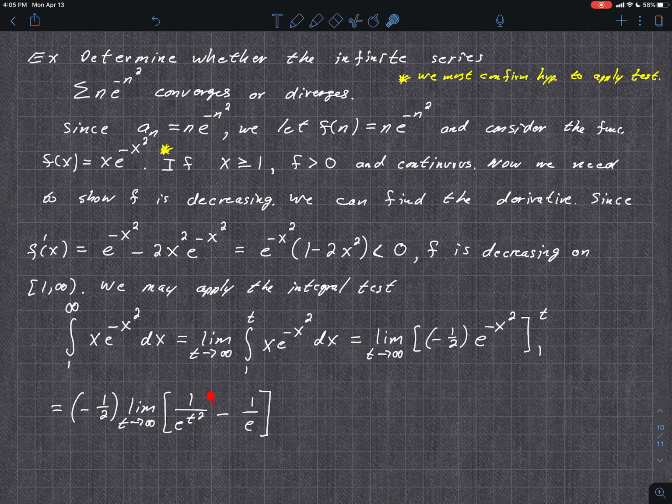And then if you take the limit, this, of course, goes to 0. And so you end up with negative a half times the 1 over e. So it's just positive 1 over 2e. So it's equal to positive 1 over 2e. And so this converges to something less than infinity. So therefore, the sum a sub n converges. And that's by the integral test.